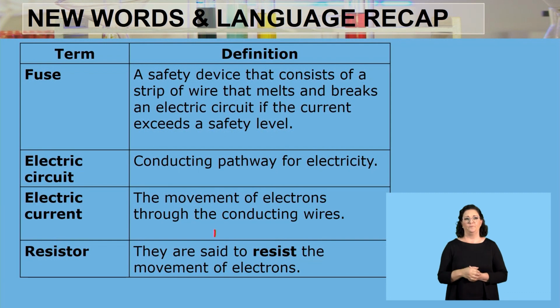Throughout this lesson, there are certain words that you're going to be using. Some might be new to you, some may not be new to you. Those words are: a fuse, an electric circuit, an electric current, and then lastly, a resistor. We're going to be making use of these words to better explain the entire lesson as you go along.